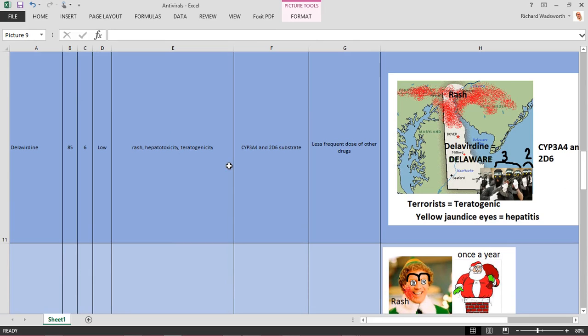So what did I do with this one? I said, all right, teratogenic represents terrorists. Delavirdine represents Delaware. So we got terrorists in Delaware. And this red all over here, they're giving everybody a rash. And hepatotoxicity, you can't really see this, but they all have yellow eyes, representing their jaundice from hepatotoxicity. And the CYP3A4 and 2D6, I thought of groups of 3 and groups of 2. I don't know. I was kind of stretching on that one. Having a hard time coming up with it. Yeah. Next.